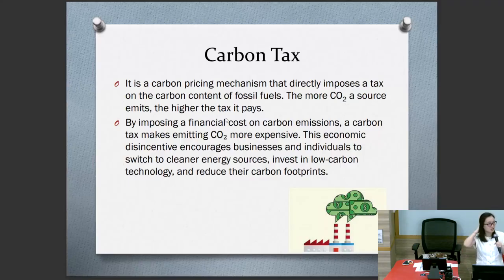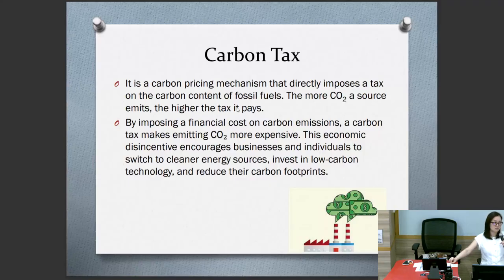So just like earlier, the government wanted to impose the municipal solid waste charge, right? The more you throw away, the more you need to pay. Something like this. For the carbon tax, it's similar. The more carbon dioxide you emit, the higher the tax would be. So by imposing a financial cost on carbon emissions, a carbon tax makes emitting carbon dioxide more expensive.